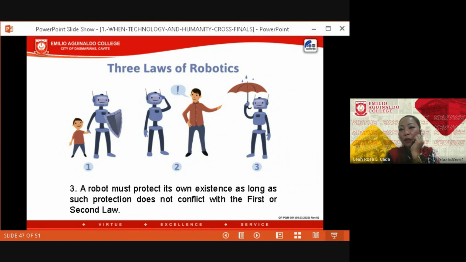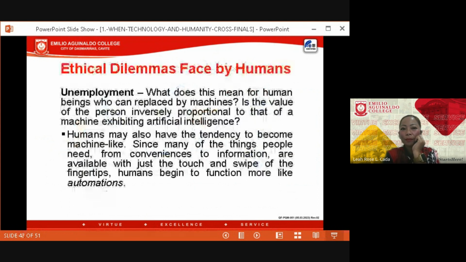Minsan itong mga fear of technology that we have has a way or a tendency of coming true. That robots will walk amongst us in the future. Okay, so some of the ethical dilemmas faced by humans when it comes to the existence of robotics. So unemployment. Now, what does this mean for human beings who can be replaced by machines?